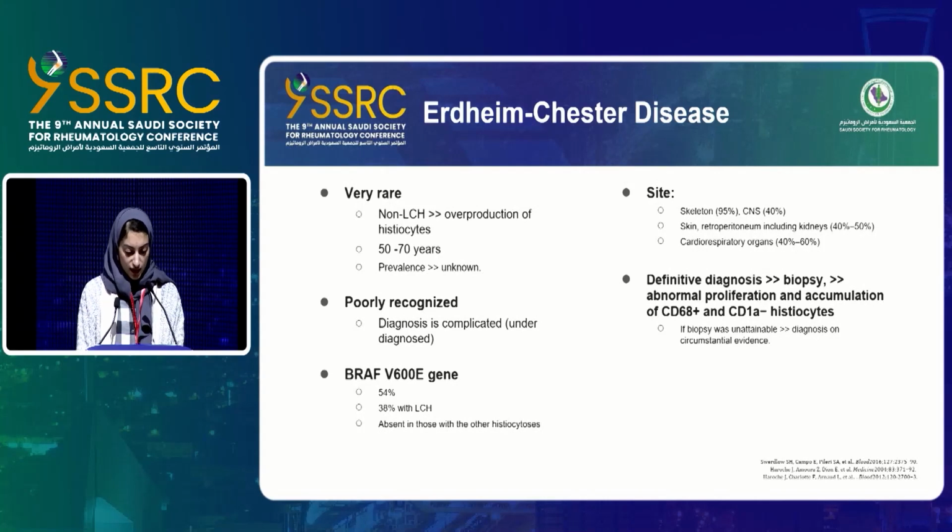So it's a very rare condition. It's a non-Langerhans cell histiocytosis with overproduction of histiocytes. It affects people between the ages of 50 and 70 years, with unknown prevalence because of the rarity of the disease. It's poorly recognized as well.